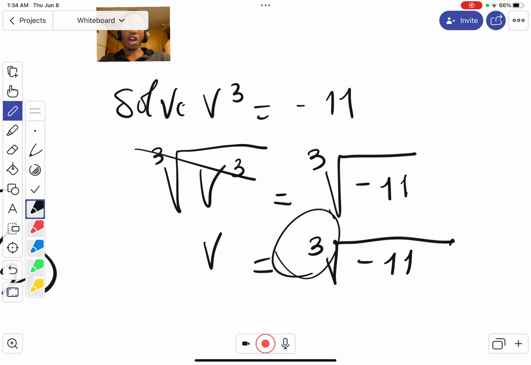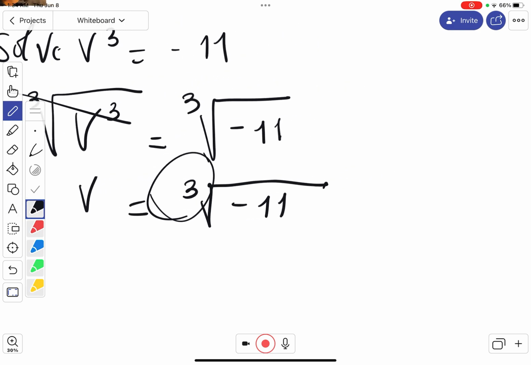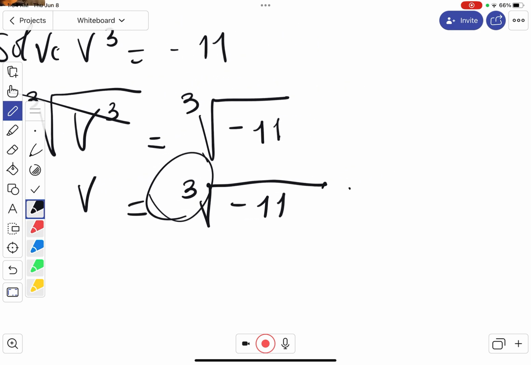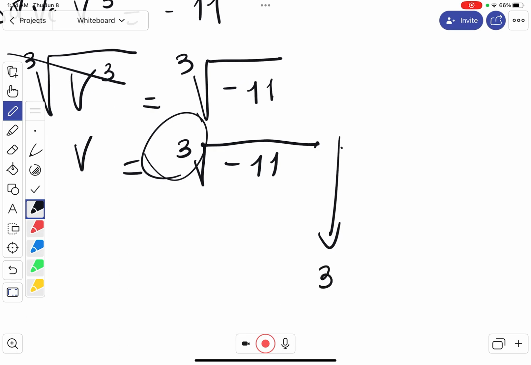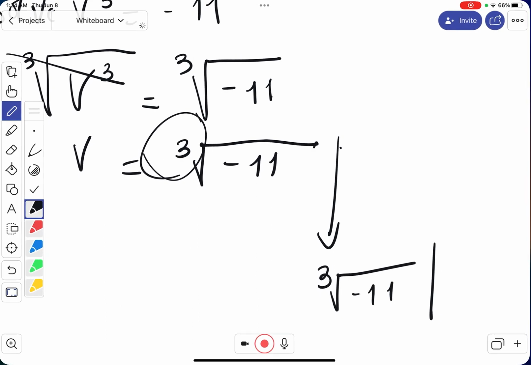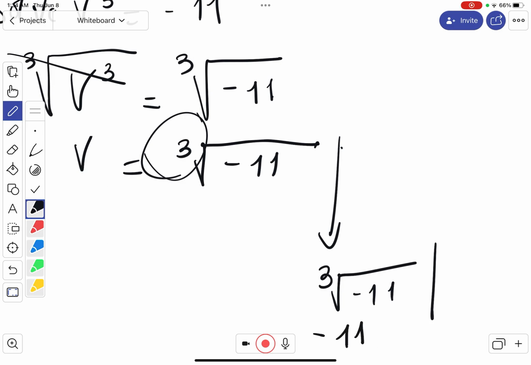Since the index is odd, you can either write it this way, the index 3 root of negative 11, or you write it the other way around, which is negative, index 3 root of 11. So those are the two ways that you can actually write it: way one or way two.